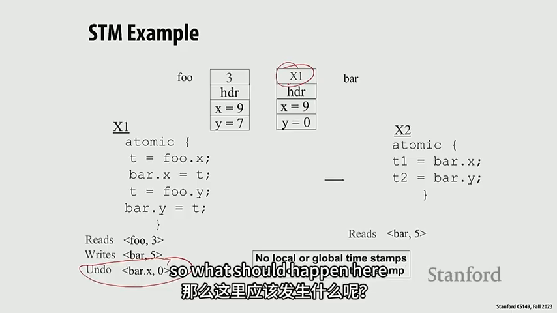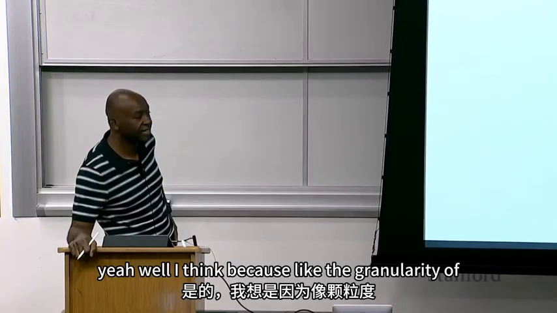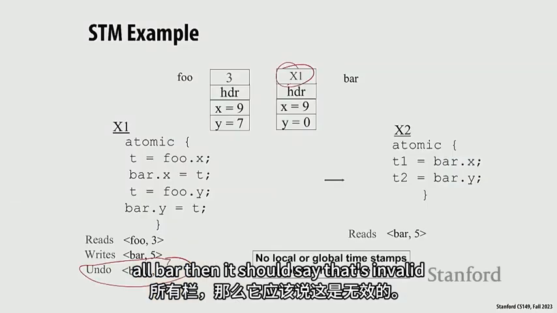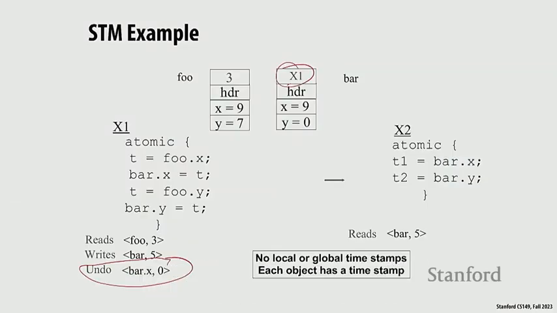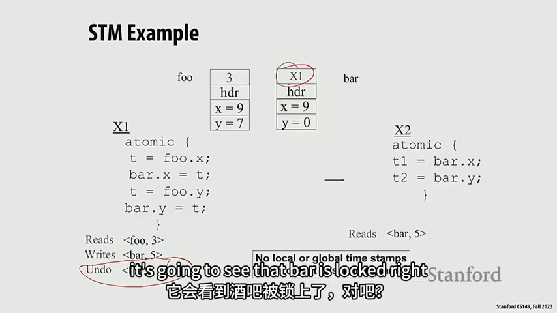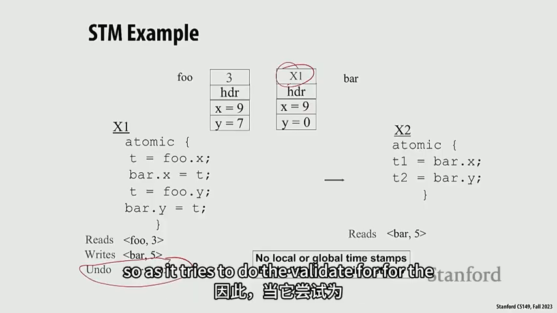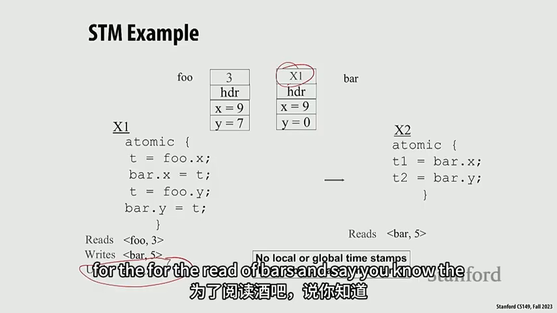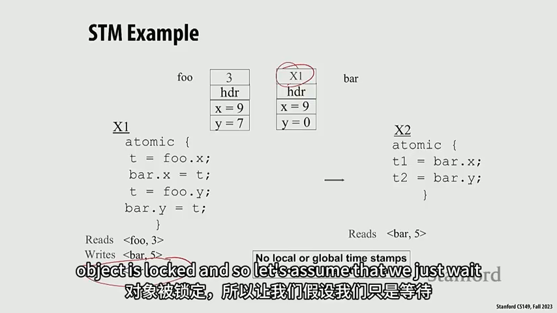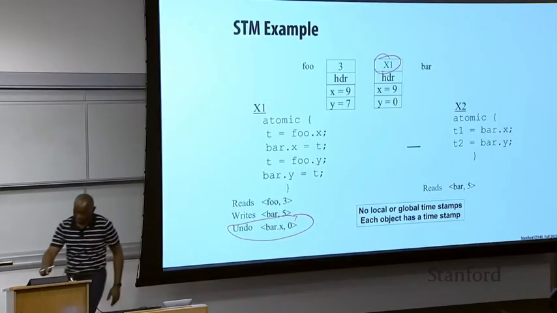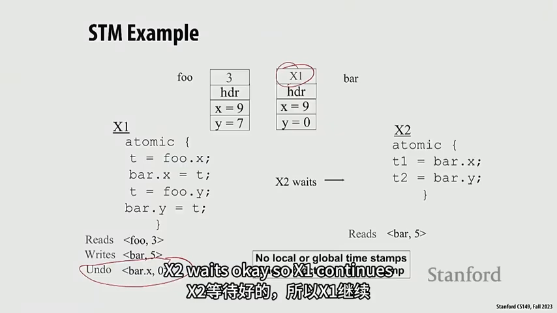So what should happen here? Yeah. Well, I think because the granularity is all of bar, then it should say that's invalid. So what should happen? So it stalls. Yeah. So maybe it's going to detect that bar is locked, right? As it tries to validate the read of bar, it's going to say the object is locked, and so let's assume that we just wait, we stall. Okay? So x2 waits.